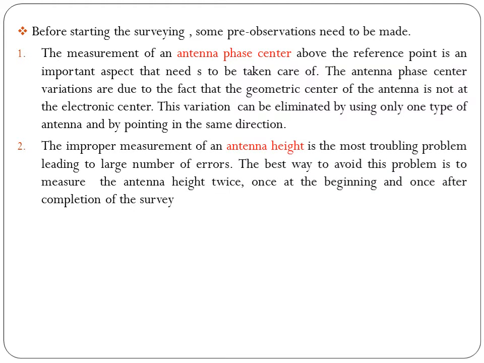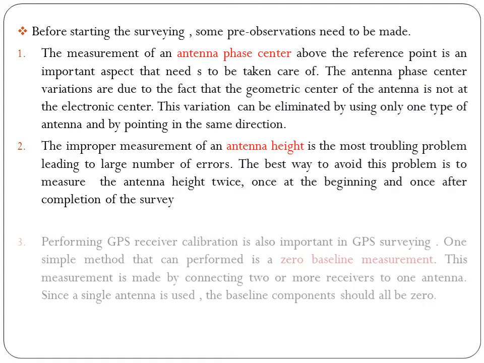Second, improper measurement of the antenna height is the most troubling problem, leading to a large number of errors. The best way to avoid this problem is to measure the antenna height twice, once at the beginning and once after completion of the survey, such that we will get a good measurement of the antenna height.